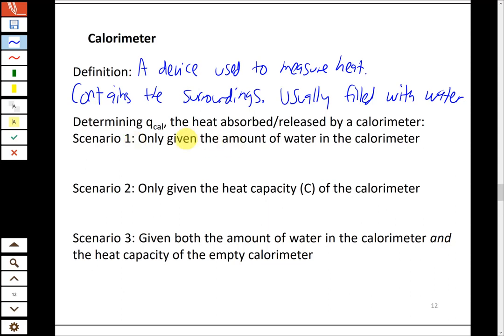So in some situations, all we do is give you the amount of water in the calorimeter. We just say a calorimeter is filled with this much water, and that's all you know about the calorimeter. And so in that case, the way that we would calculate heat is just one term. The heat for the calorimeter is just the heat that's absorbed or released by the water, which is just mc delta T, one term. And so if you only have the amount of water, we know the heat capacity of water is 4.184. That doesn't change in a calorimeter. And so that's the only thing you need. That equation plus this heat capacity we've already talked about, 4.184.